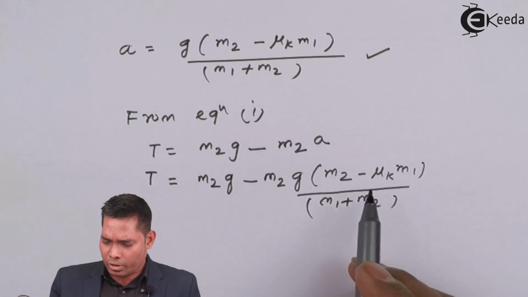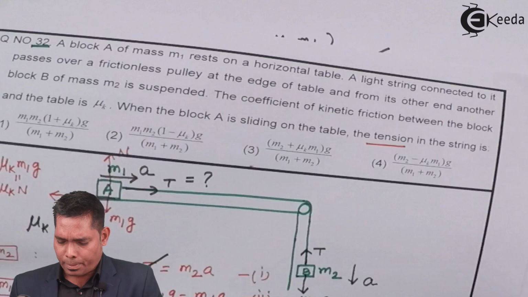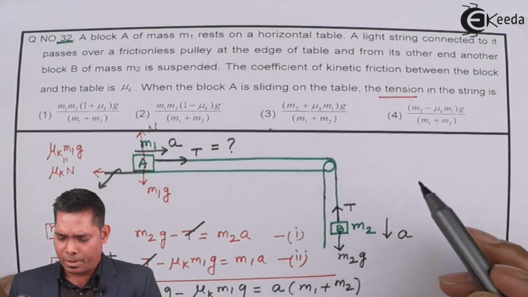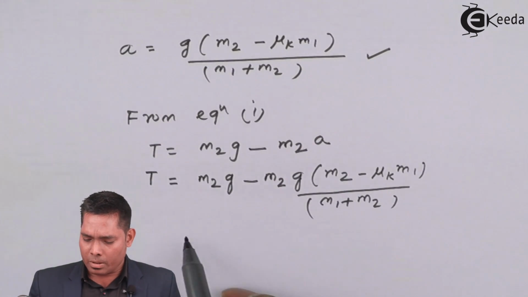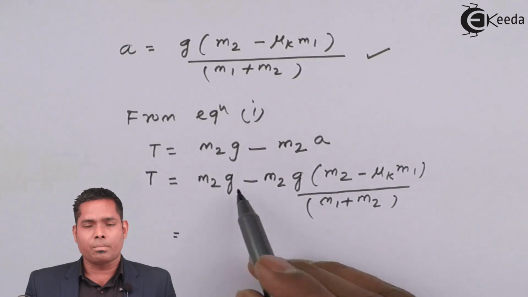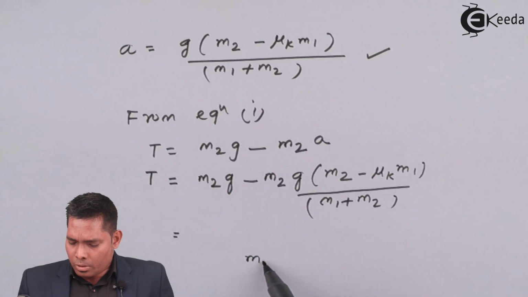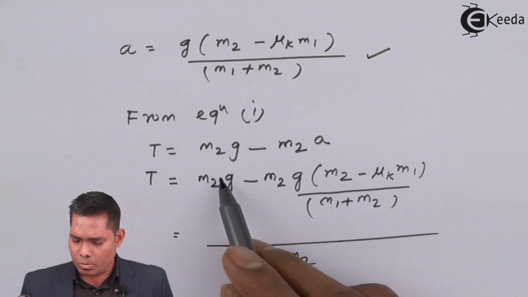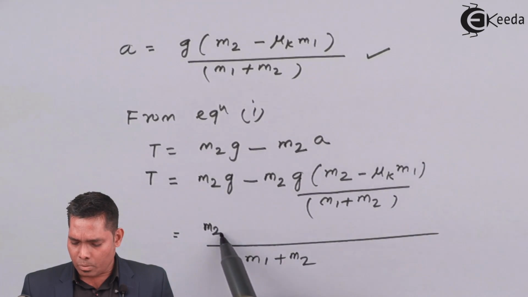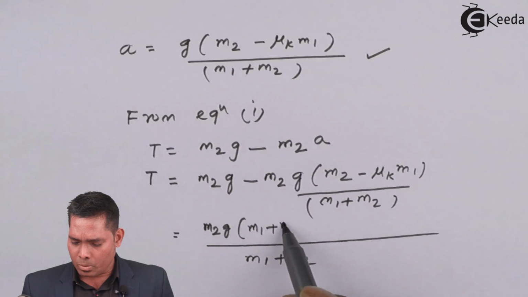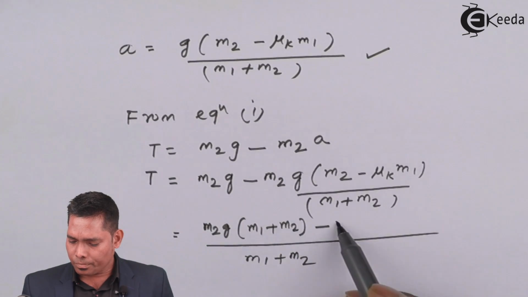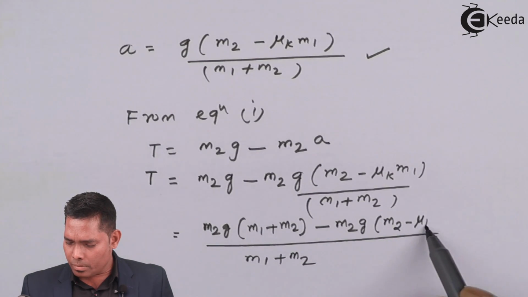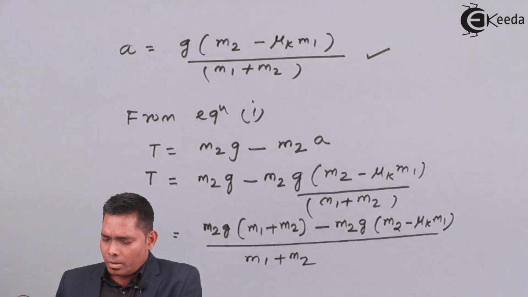So now after this you have to see the options, in which form you have to express. See, in all the options m1 plus m2 is there in the denominator, so you have to write the expression in terms of this, that is, you have to take this as common. So to take this common, I will take the LCM on both the terms, so it will become m1 plus m2 down, and this m1 plus m2 will be multiplied here, so it will become m2g multiplied by m1 plus m2, minus m2g into m2 minus mu k m1. Okay, this is the expression.